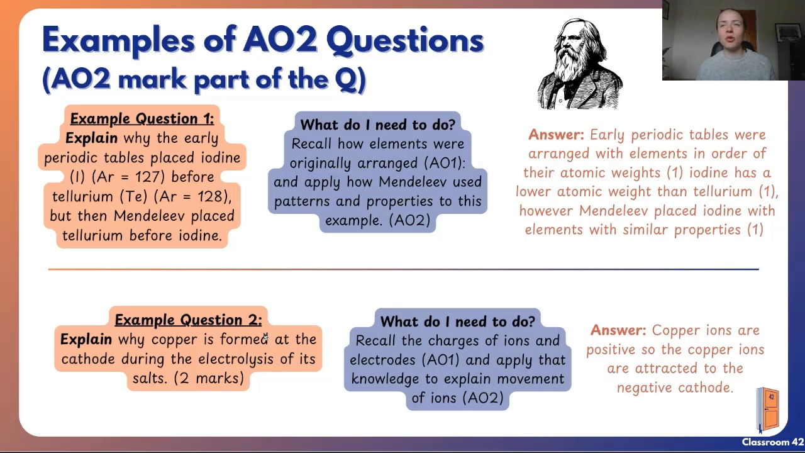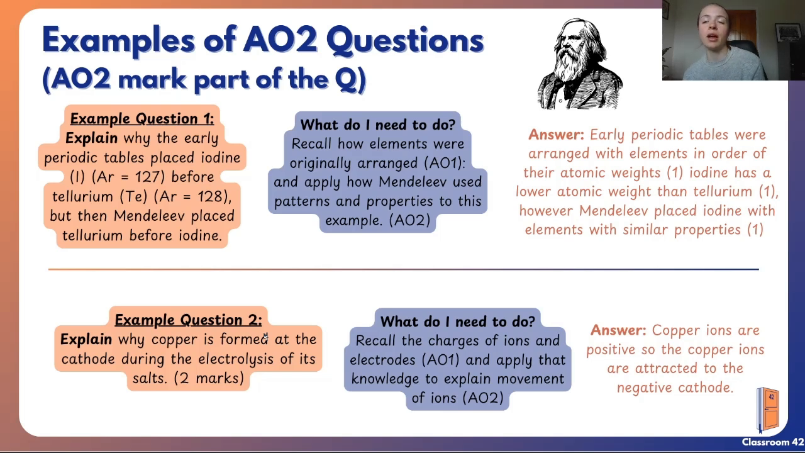And again, here are some questions, AO2 questions, where AO2 is just a part of the question. So example 1 here: explain why the early periodic tables place iodine with an AR of 127 before tellurium with an AR of 128. But then Mendeleev placed tellurium before iodine. So why did they switch? So here you need to recall how elements were originally arranged, which is an AO1 skill, and then apply that to how Mendeleev used patterns and properties to this example.